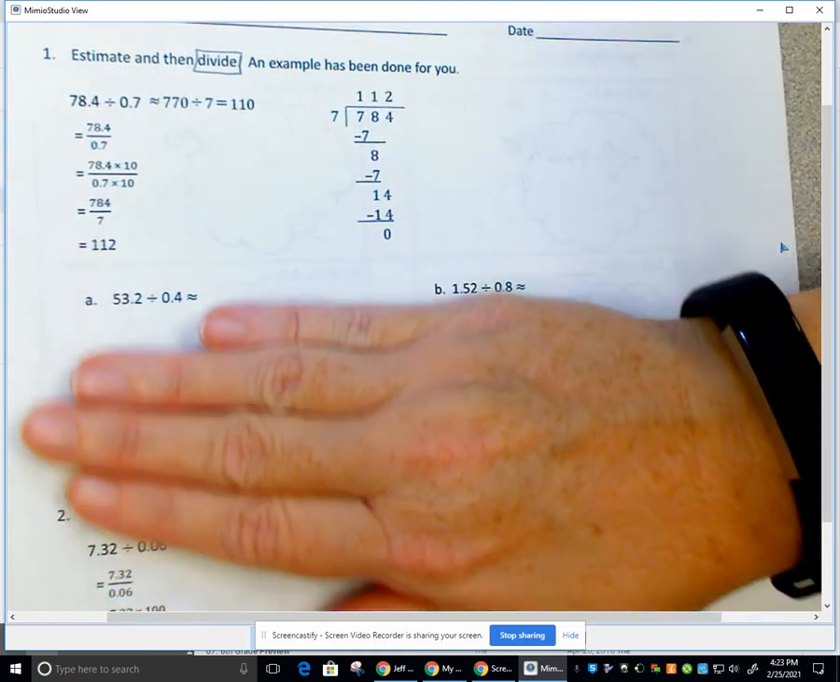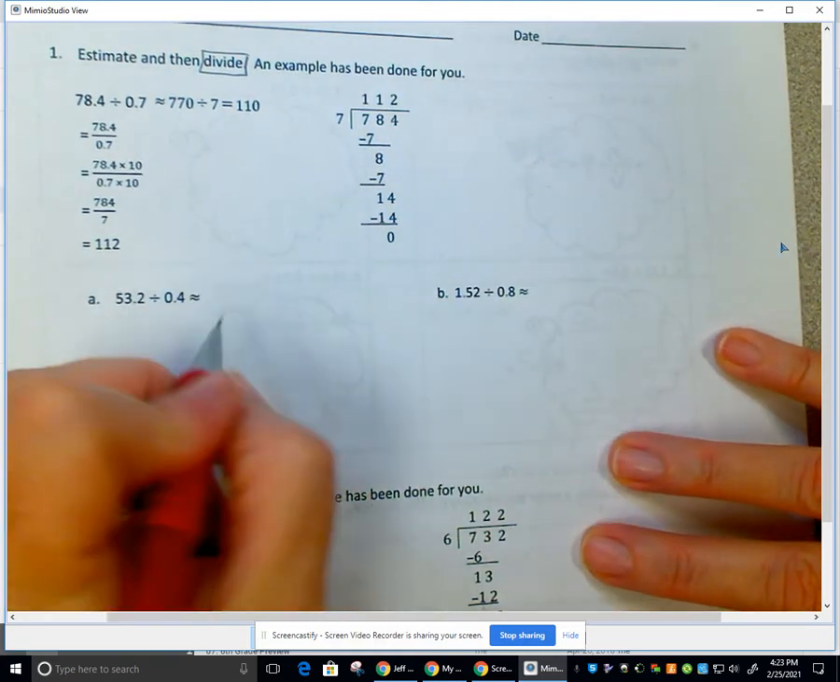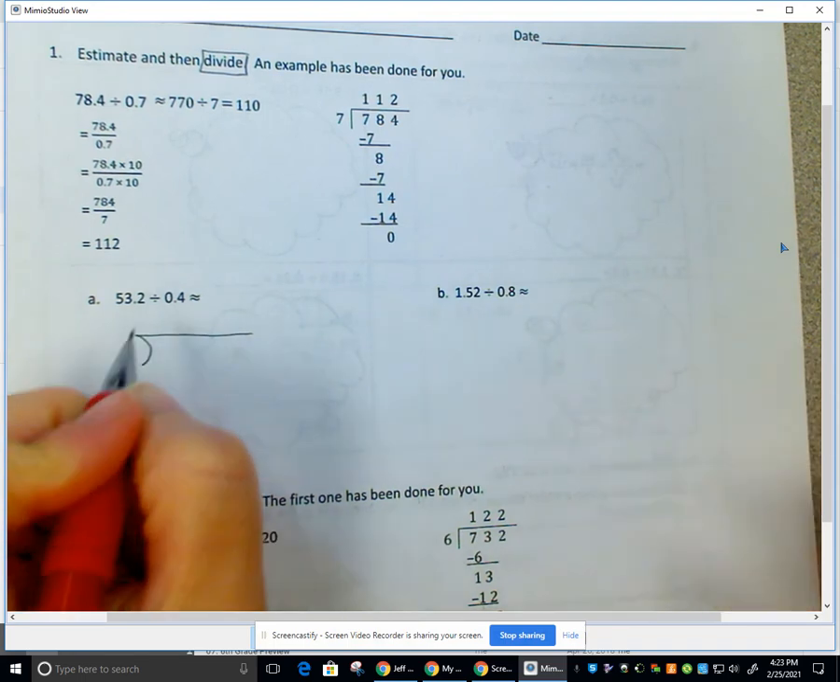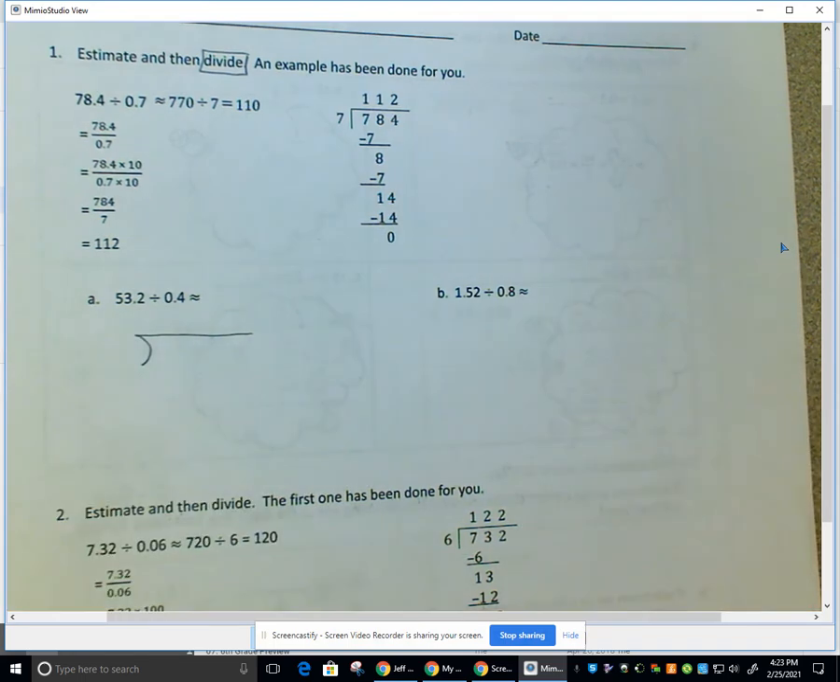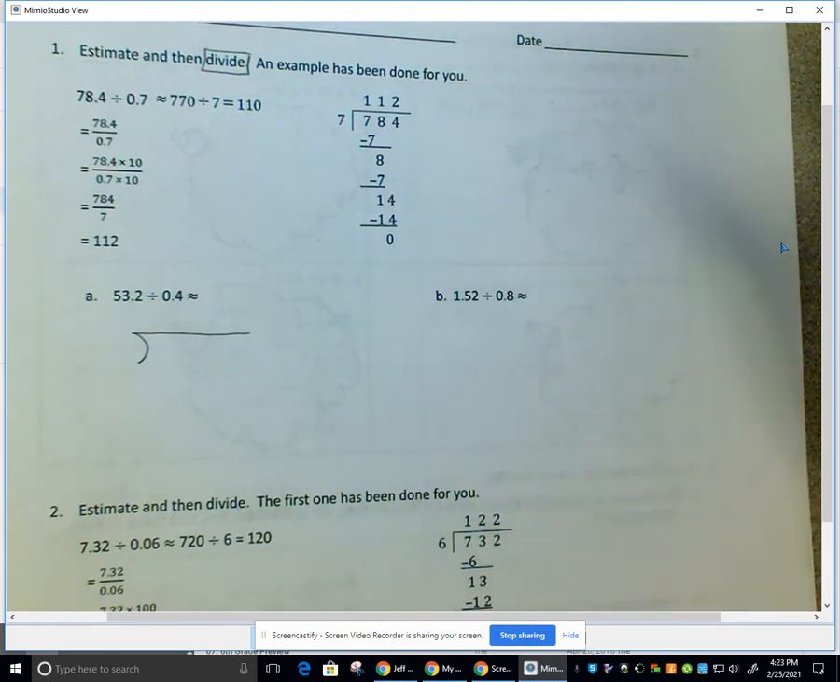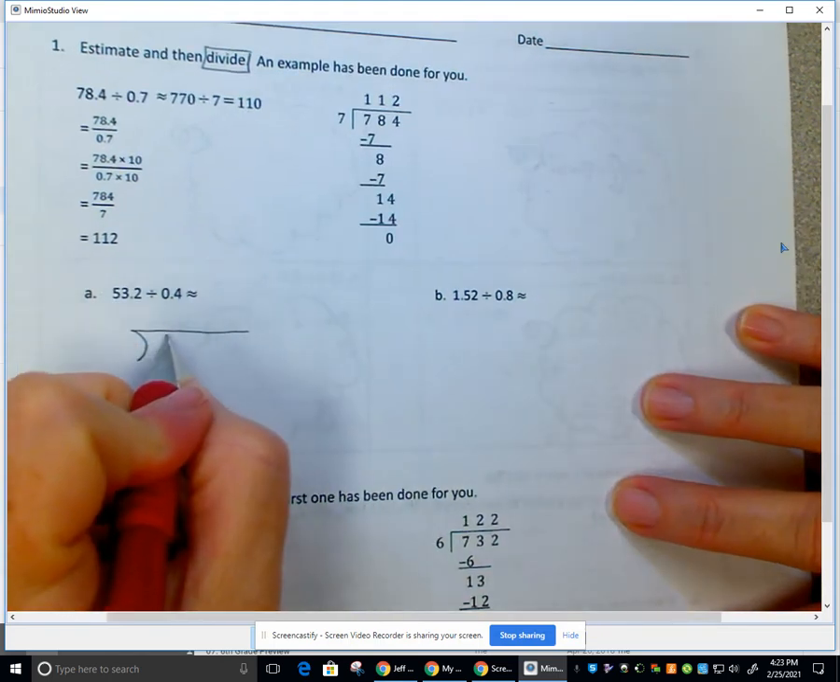I'm going to come right down here and start with A. Let's set this up. Okay. All right, we've got 53 2/10. It's going inside.